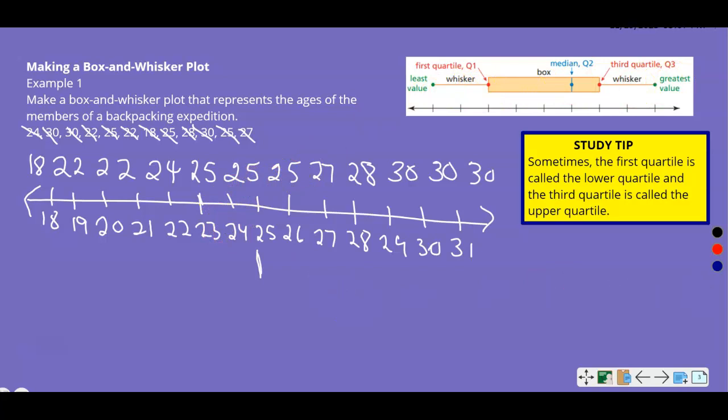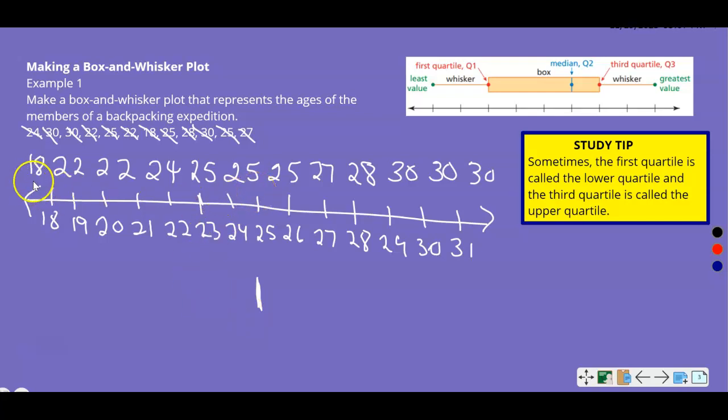Ours is going to be based on the data we have. This is in general. All right, I'm going to move this down a little bit. All right, so here's the center. This is my Q2. Now we need to find the median of the first half and the second half, and that gives us our Q1 and our Q3.